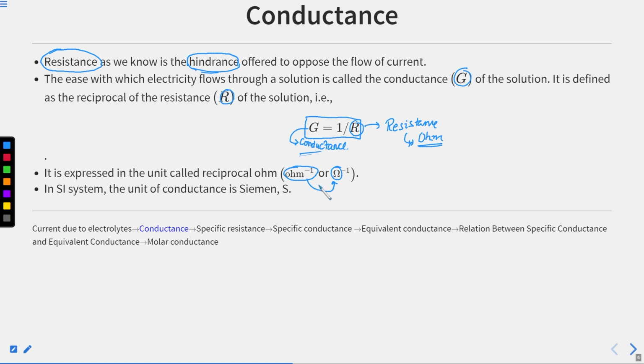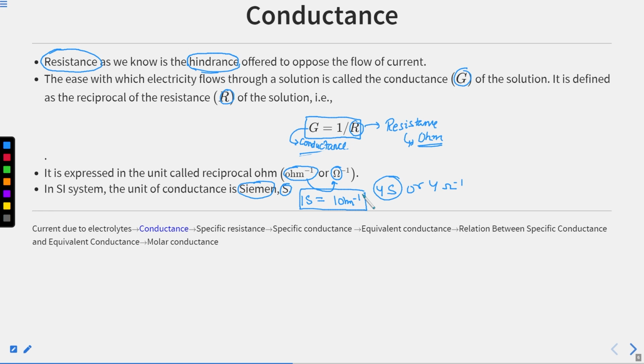If we talk about the SI unit, it is Siemens, and it is denoted by S. So suppose something has a conductance of 4. It will be written as 4 S, 4 Siemens, or it can be written as 4 ohm inverse. Now one thing I want to mention here is that 1 Siemens is equals to 1 ohm inverse. So it is equal.